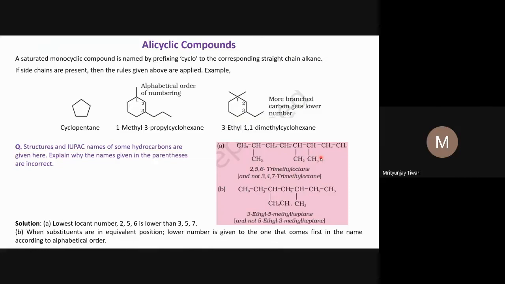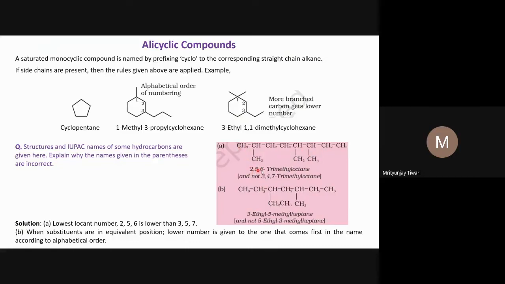3, 4, 7. It is given 3, 4, and 7. So numbering has started from this direction. 1, 2, 3, 4, 5, 6, 7. So 3, 4, 7 trimethyl octane is the name given. But if you do the numbering from this direction, 1, 2, 3, 4, 5, 6, the branches will get the numbers 2, 5, 6.